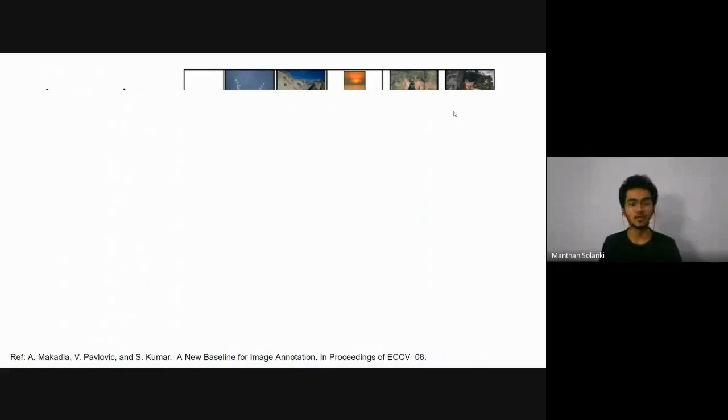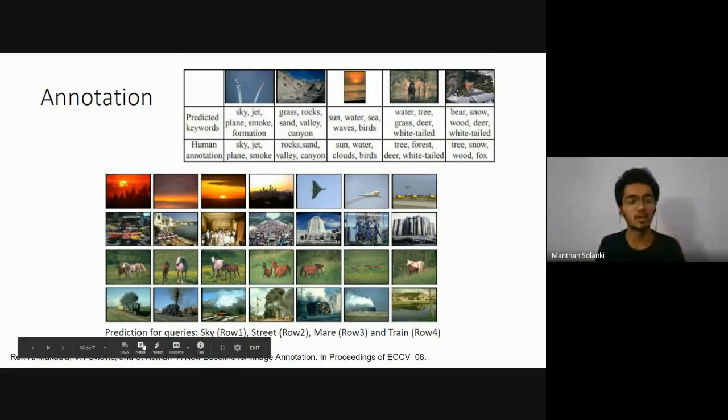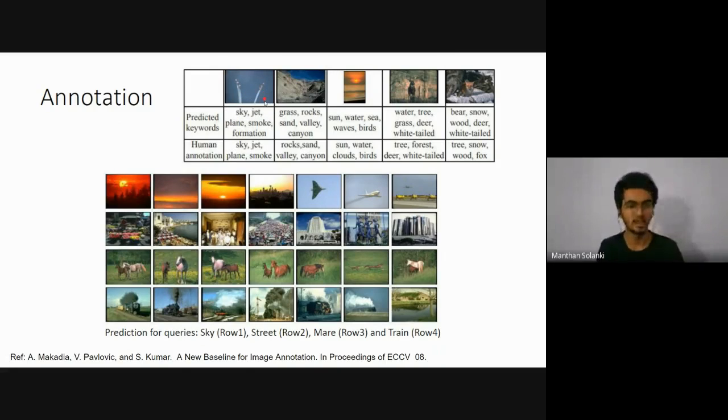Second, the annotation problem. Now, what is data annotation? Data annotation is the process of adding metadata to our data set. Now, what is the metadata over here? So let's look at the first picture here. Here we can say that this image contains the sky, jets, planes, smoke, and formations. The human annotations are simple, like sky, jet, planes, and smoke. But our model predicted that these are the metadata for this particular image. The second one also looks the same, like the grass, sands, valley, crayons. This is the human annotated label.